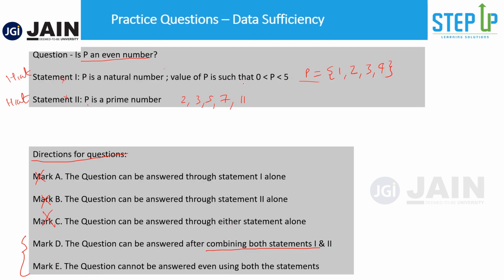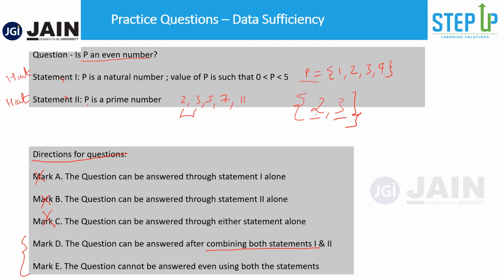Now if I join the two statements, it says the possible values of P are 1, 2, 3, 4, and here it is 2, 3 and so on. Now of course between 1, 2, 3, 4, the only two possible options are 2 and 3. That means even after joining these two statements, the value of P could be 2 or 3. So even after joining the two statements, we have two values, right?